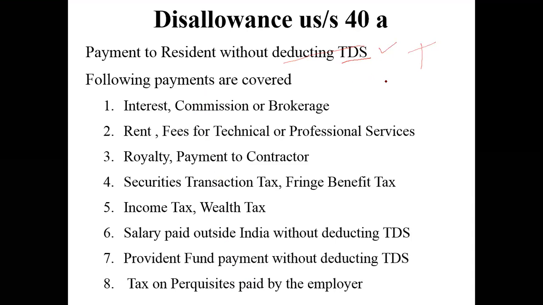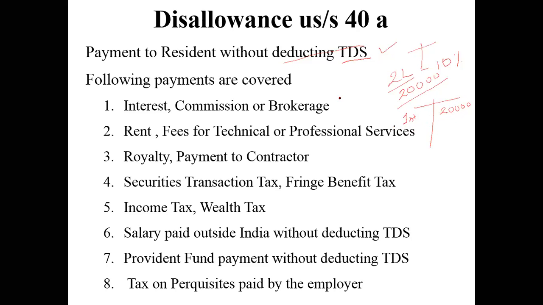Suppose I have taken a loan of 2 lakh rupees from Narayan, and Narayan is going to charge me 10% rate of interest. What is 10% of 2 lakh rupees? 20,000 rupees. So I am liable to pay 20,000 rupees as interest to Narayan. It is an expenditure for me, so in my P&L account I have to write the value as 20,000 rupees. This will not be allowed as a business expenditure if I do not deduct TDS on this.